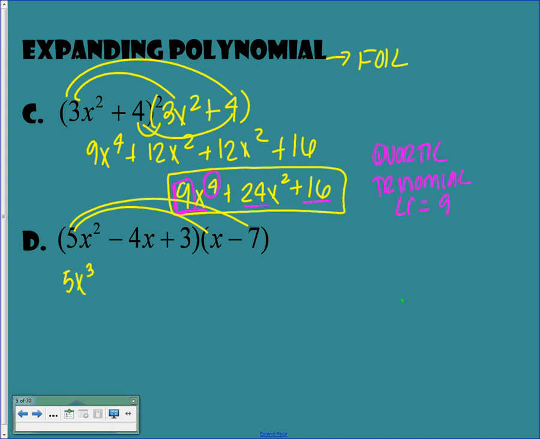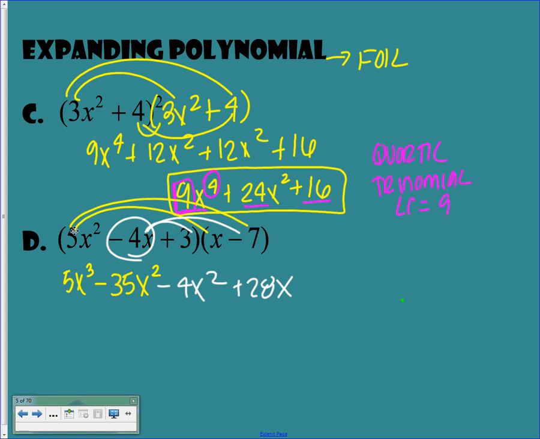5x squared times 7, well, negative 7 would be negative 35x squared. So you take care of the 5x squared. Then I'm going to move on to the negative 4x and distribute that to both of those. So negative 4x times x is negative 4x squared. Negative 4x times negative 7 is a plus of 28x.